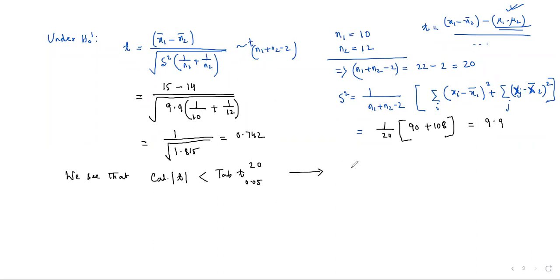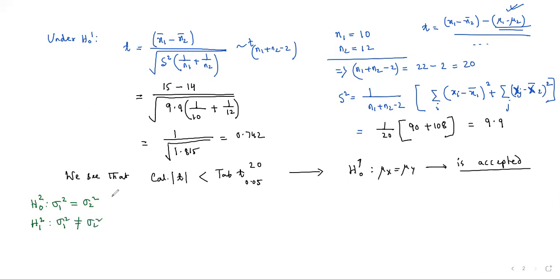and this implies H0, mu x is equal to mu y, is accepted. Now let us discuss the second part. In the second part, we have to consider the null hypothesis as follows. H02 is sigma 1 square is equal to sigma 2 square, and H1 is sigma 1 square not equal to sigma 2 square.